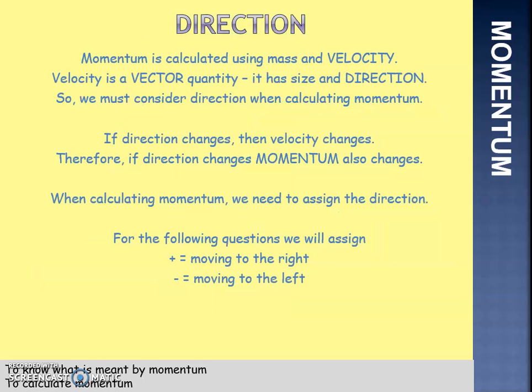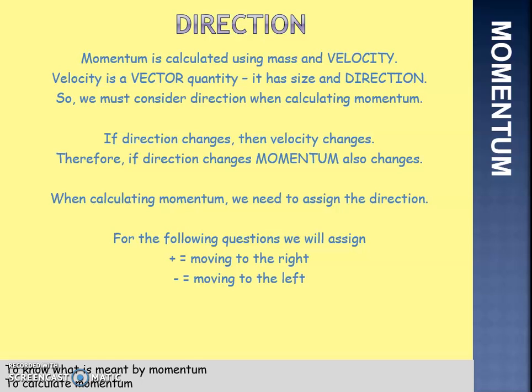Now, momentum is calculated using mass and velocity. Velocity being a vector quantity means it's got size and direction. So when calculating momentum, we've got to consider direction. If direction changes, velocity changes. So if direction changes, momentum changes. When we calculate momentum, we need to assign the direction to it.